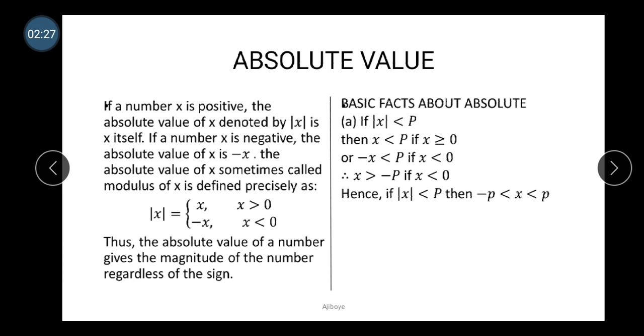Absolute value. If a number x is positive, the absolute value of x is denoted by absolute x, and that is x itself. If a number x is positive, the absolute value of x, denoted by absolute x, is x itself. If a number x is negative, the absolute value of x is minus x, or the negative x.